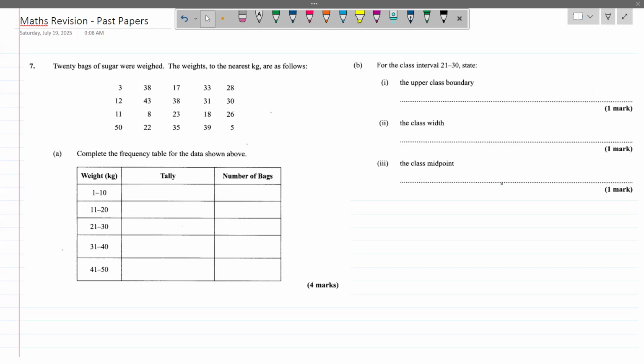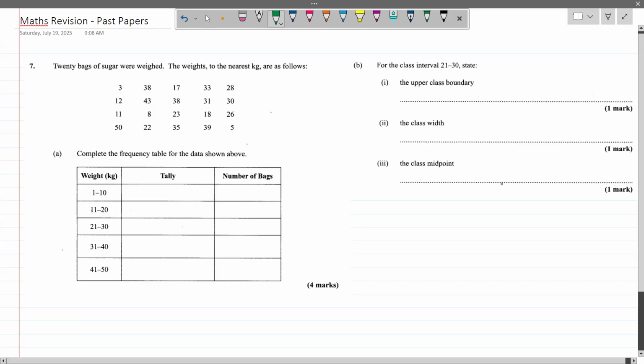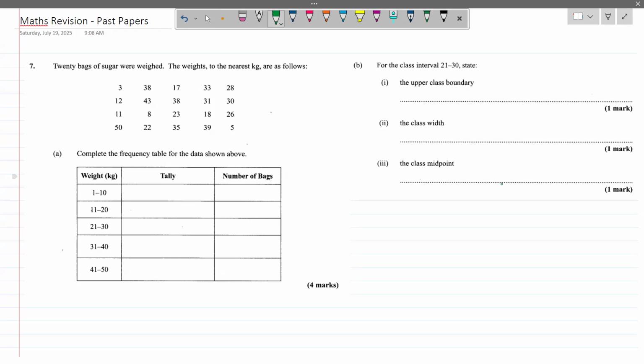So each one of these is a group, or what we would call a class, right? The classes have what we call limits. So for example, the limits of this class will be 1 and 10. This one will be 11 and 20, 21 and 30, 31 and 40, 41 and 50. These are like the limits within which the values could fall, and you will classify it as being part of that class. So for example, bags with the weight of 1 to 10 kgs include 3.